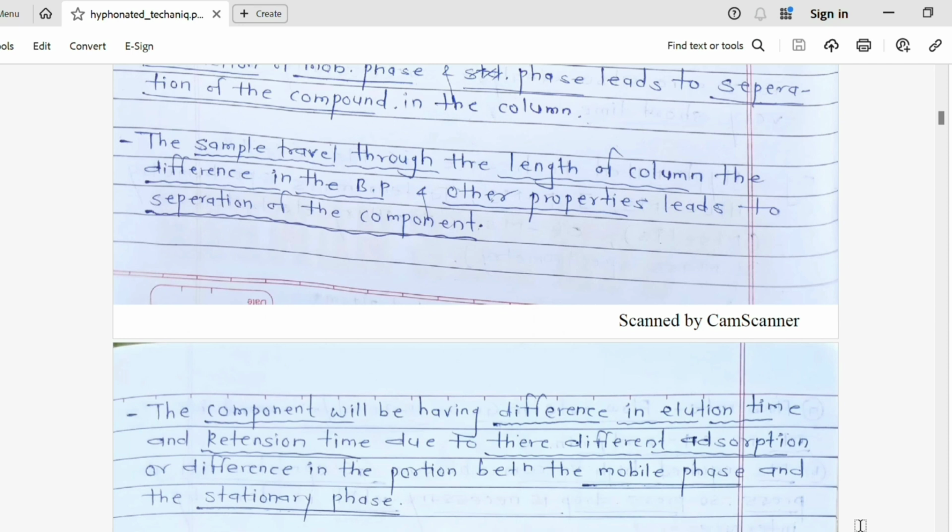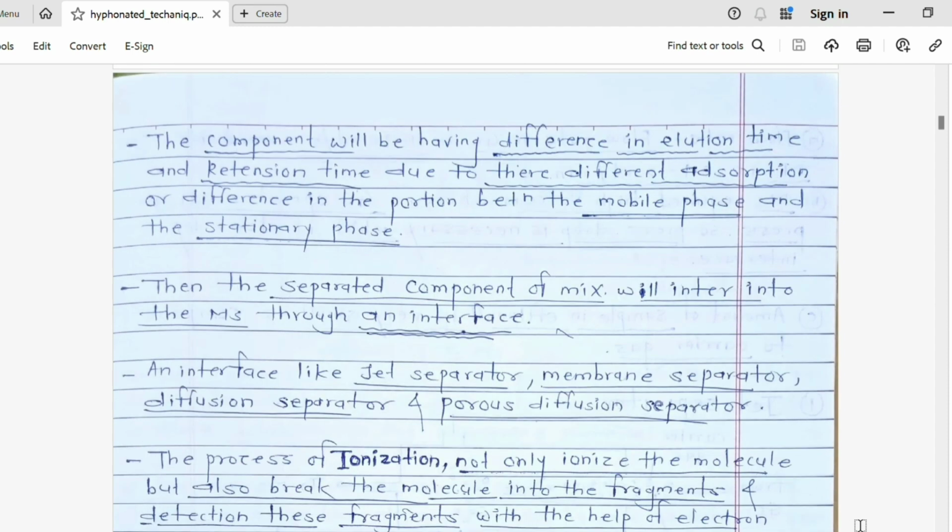The sample travels through the length of the column. The difference in boiling point and other properties leads to the separation of the compounds. Here, separation occurs because of the different properties of the compounds, such as boiling point. All these are important because any difference will cause errors in our sample reading. The compounds will have different elution times and retention times due to their different adsorption or difference in the partition between the mobile and stationary phase.